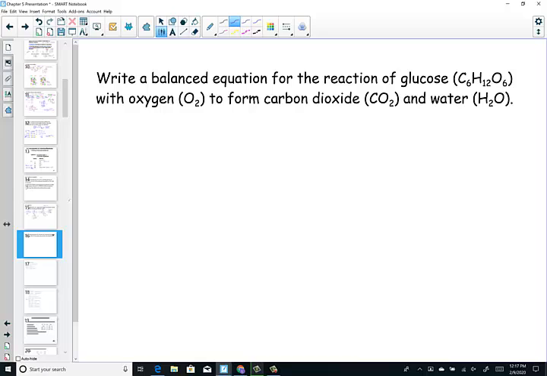We can try another together. Write a balanced equation for the reaction of glucose. Glucose is blood sugar, C6H12O6. It's reacting with, so you hear that? That's a positive for, it's like an addition sign, glucose plus oxygen. To form is the arrow, and it's forming carbon dioxide and water.